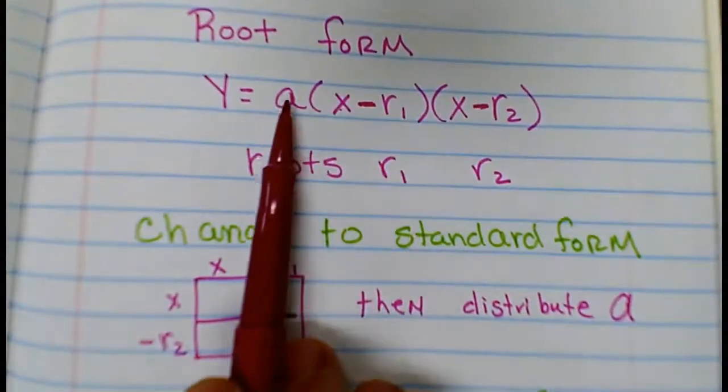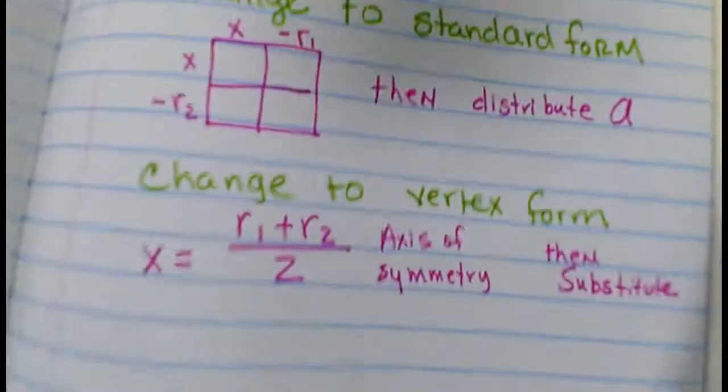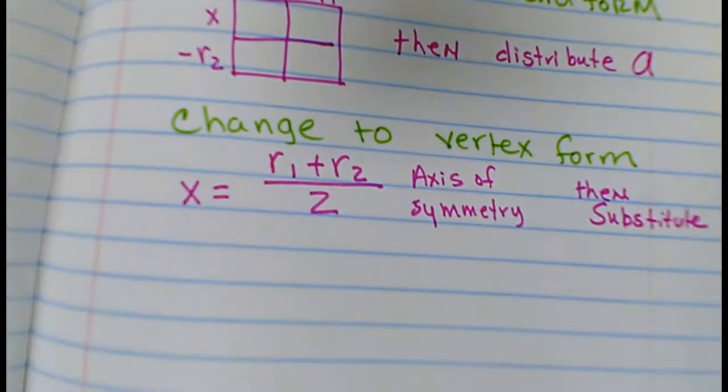The A in this will be the same A that's in the vertex form. So that is all of our information kind of grouped together instead of spread out.